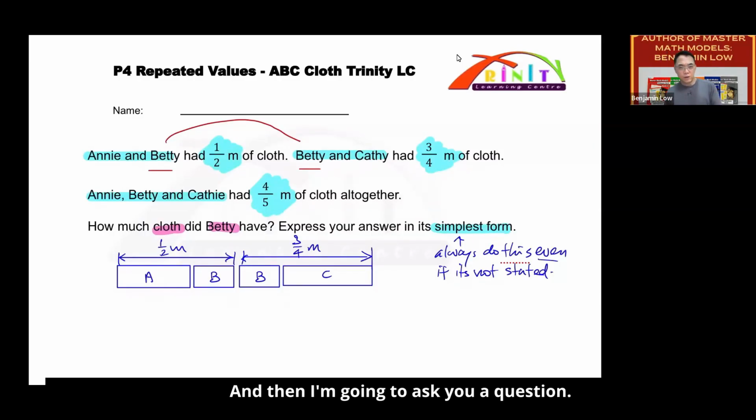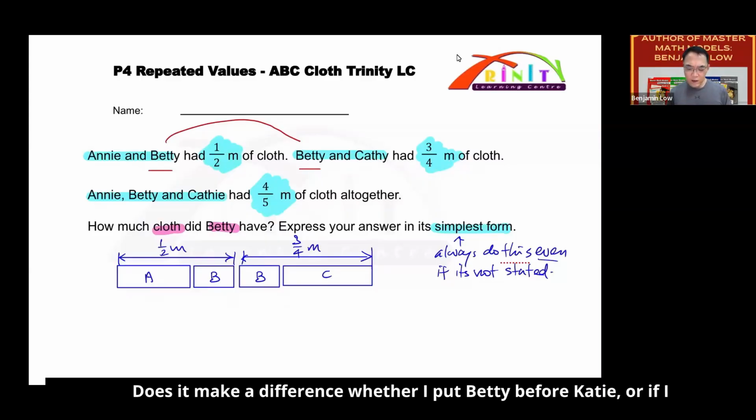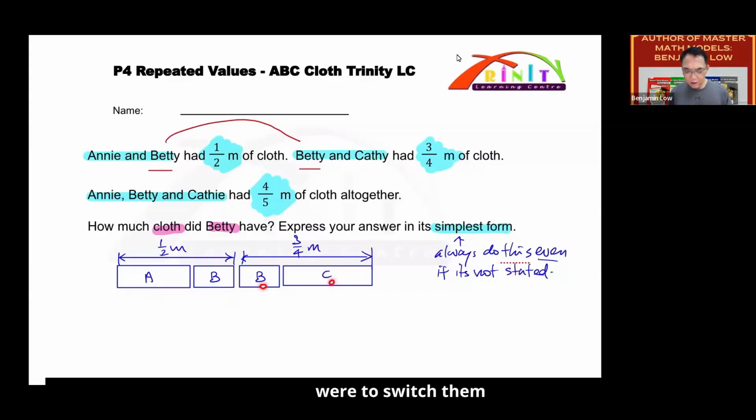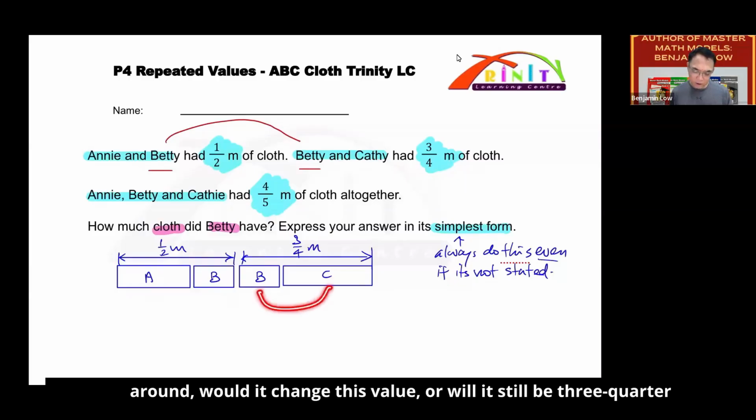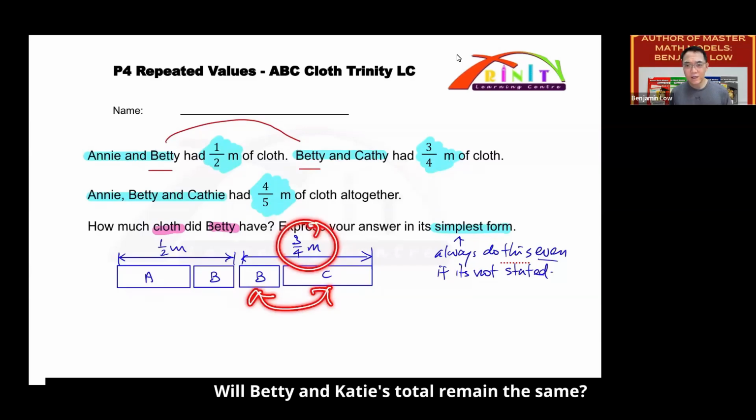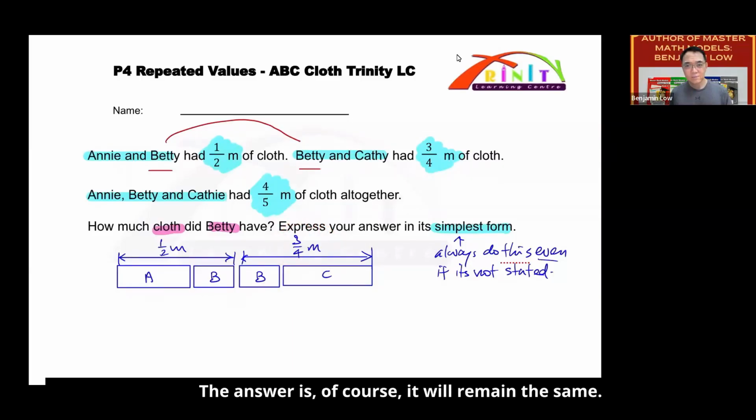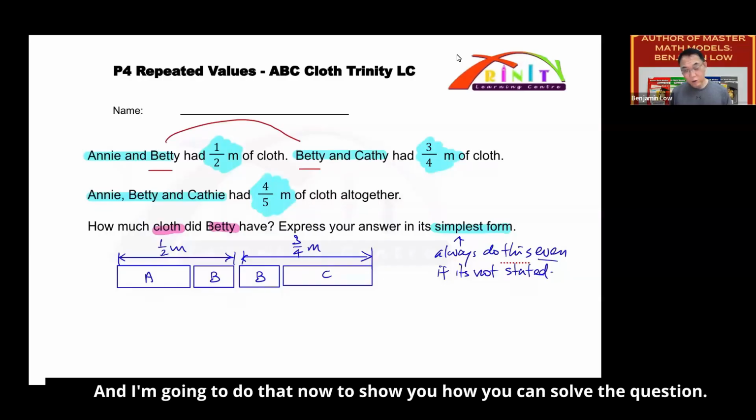And then I'm going to ask you a question. Does it make a difference whether I put Betty before Katie, or if I were to switch them around, would it change this value? Or will it still be 3/4 meters? Will Betty and Katie's total remain the same? The answer is, of course, it will remain the same. And I'm going to do that now to show you how you can solve the question.